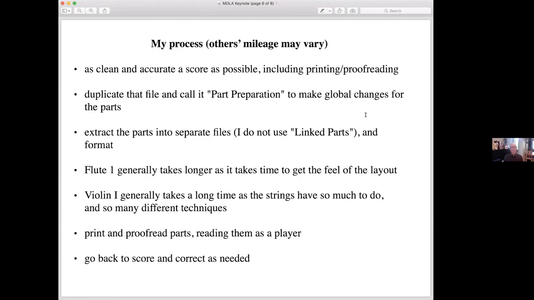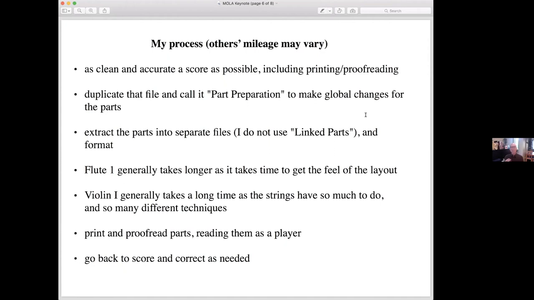So the steps that I go through is to prepare as clean and accurate a score as possible. When I show you a Finale example, we can talk about how everything gets entered. But Doug mentioned always working from paper, and that's how I work as well. I write a pencil score and then enter it into the computer. But after that first draft is done, I print it up and I proofread it from the paper copy. In my experience, that is the best way to do it, because you see the totality of the page and can see everything more clearly. Then I go back, make those changes, and get the score as clean as possible.